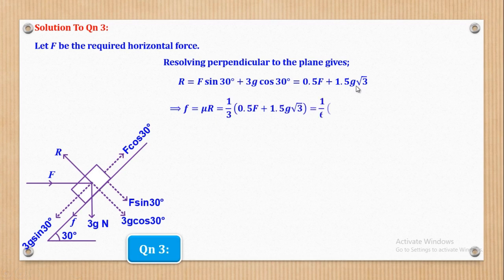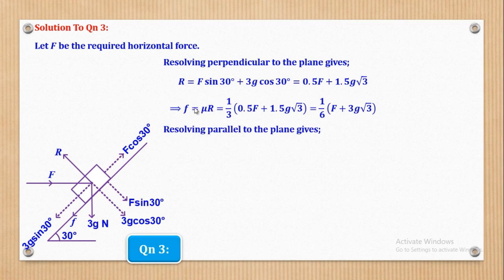Now that we know R and we know the coefficient of friction, we can get the friction, which will be equal to mu R. Now mu is 1/3, so 1/3 times 0.5 F plus 1.5g root 3 will give us 1/6 in brackets F plus 3g root 3. So now that we know the friction, we can go ahead and resolve parallel to the plane.